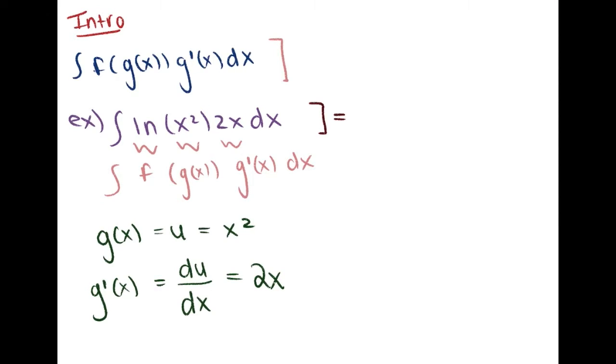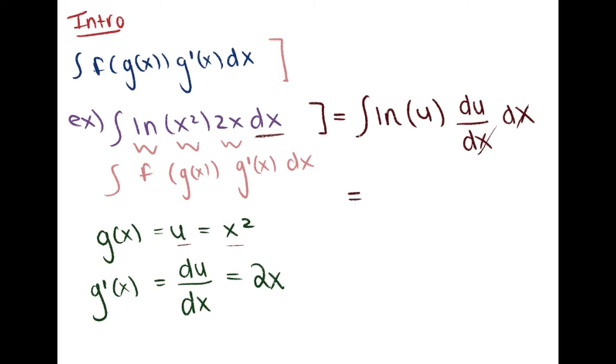So this can actually be written as ln of x squared was u, right? So x squared was actually u, and then 2x is du dx. And then don't forget this dx that was left over. So we can actually cancel those dx's out, and you're left with ln u du. So this becomes what you're trying to solve.